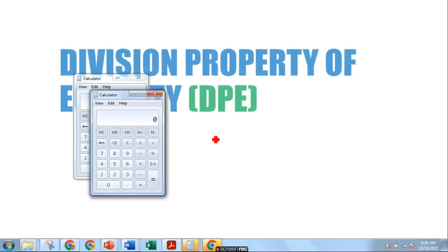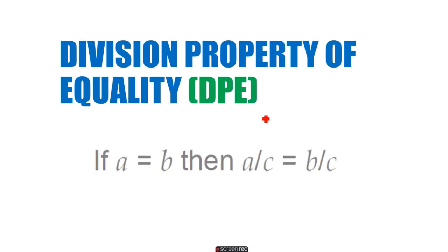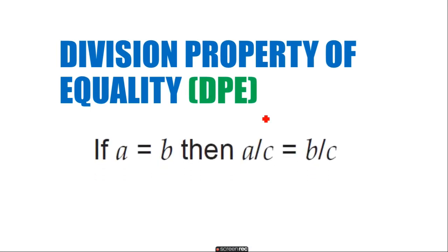Now, the next one is the division property of equality. In the division property of equality, we are just going to divide, sorry. If a is equal to b, then a over c is equal to b over c. In this case, the fraction bar represents the division symbol. So a over c is equal to b over c. Simply, we are just dividing.